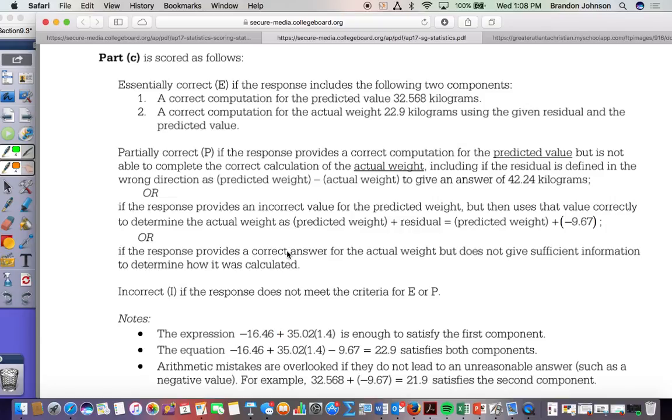Yeah, and this is the big thing. If you did not give sufficient information to determine how it was calculated, this is where I will come in, you would only get a P. That's where the work comes into play. So based on that, give yourself an E, P, or I. If you got 3 E's, that's a 4. If you got an E and a P, that's a 3.